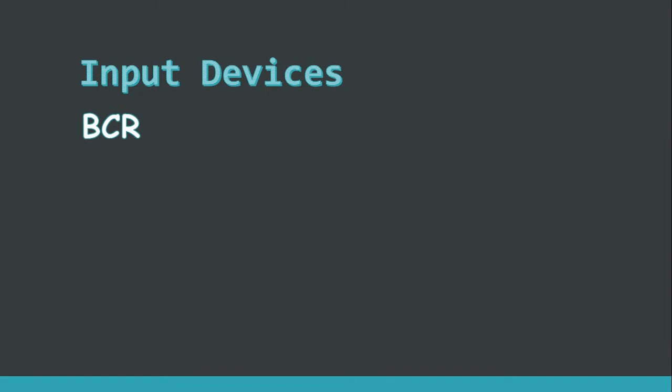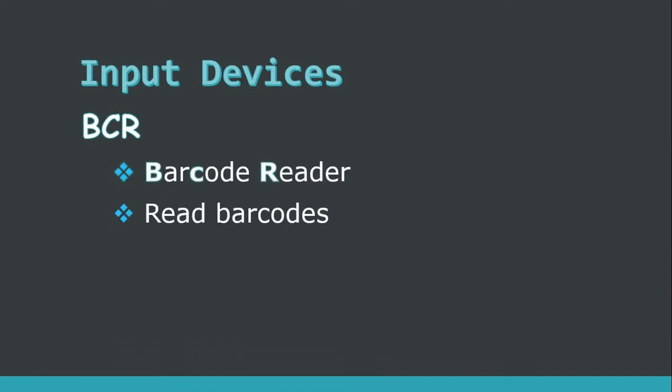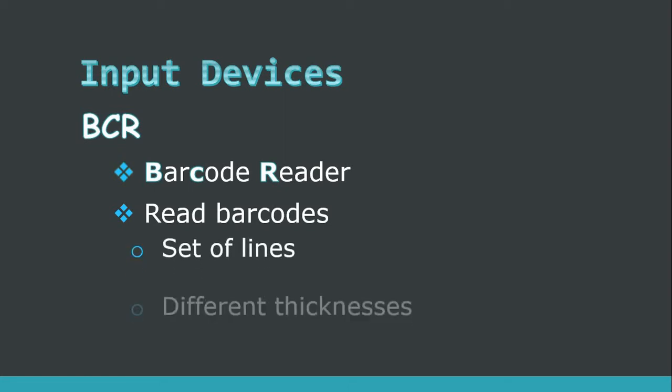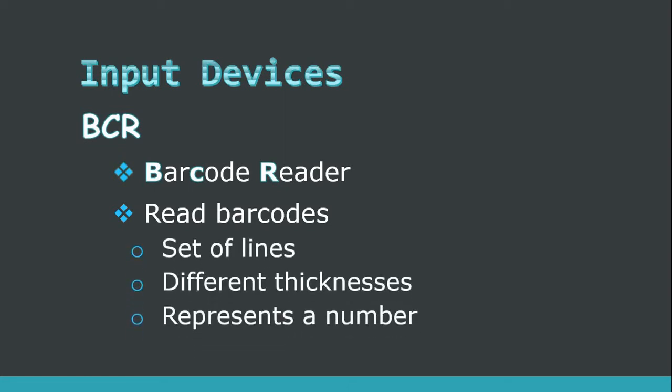First, BCR, that means a barcode reader. It is used to read barcodes. A barcode is a set of lines of different thicknesses, and the barcode represents a number. Barcodes are widely used in supermarkets, and nowadays there is a new style of barcode, that is QR code. QR code stands for Quick Response Code.